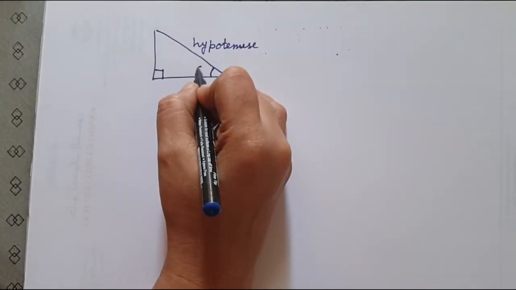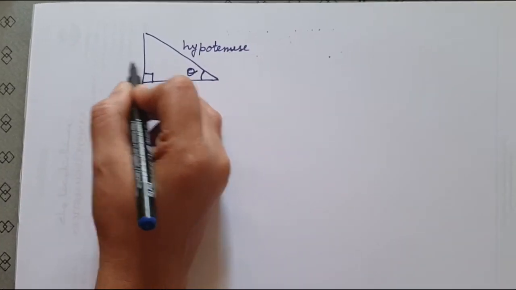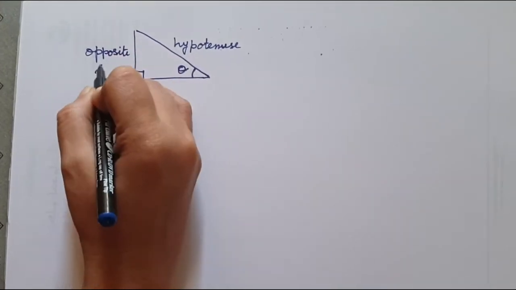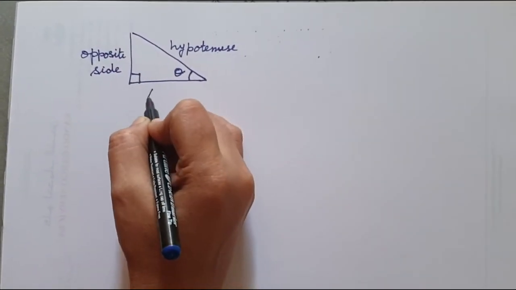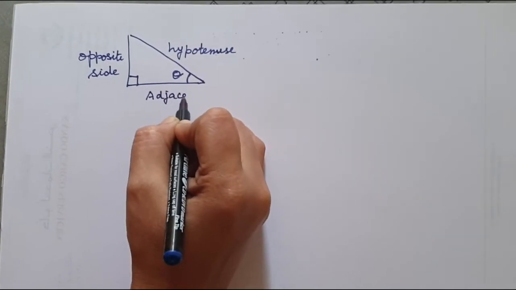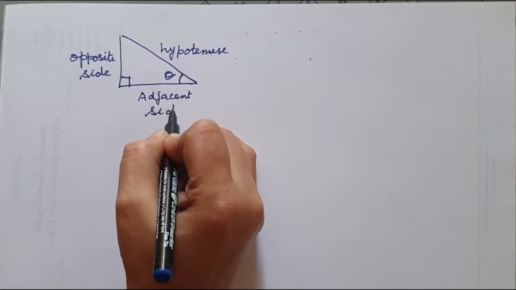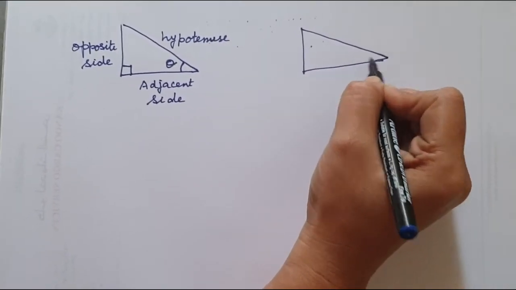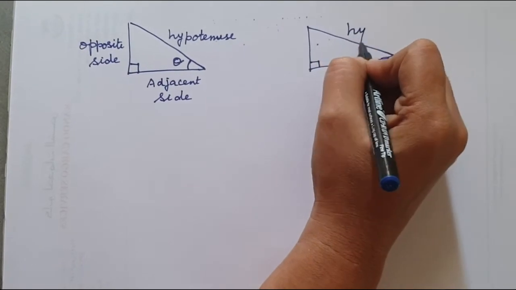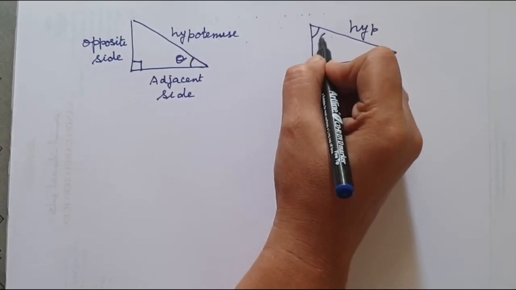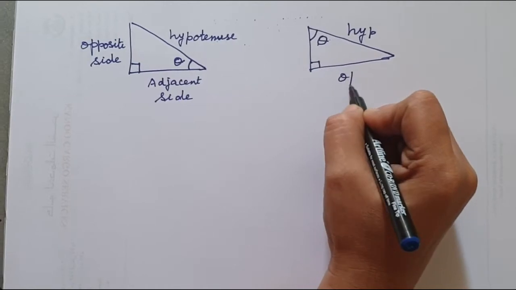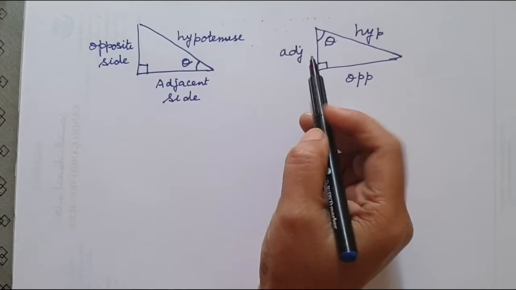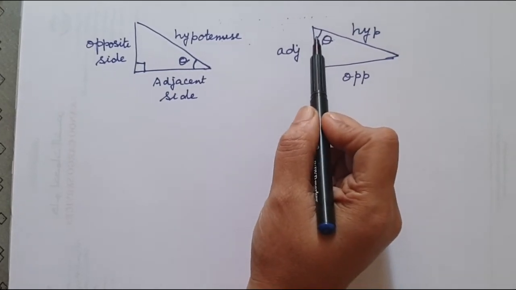Suppose this angle is given to us, theta. Then the side opposite to this angle is called the opposite side. Adjacent to the angle is called the adjacent side. In the same way, in another right angle triangle, this is 90 degrees, so this will be the hypotenuse. Suppose this angle was given, then this becomes the opposite side and the side adjacent to the angle becomes the adjacent side. So you have to be very careful where the angle is given.